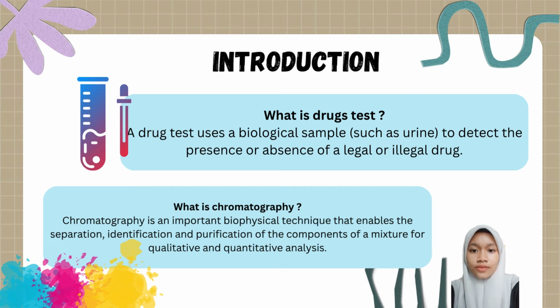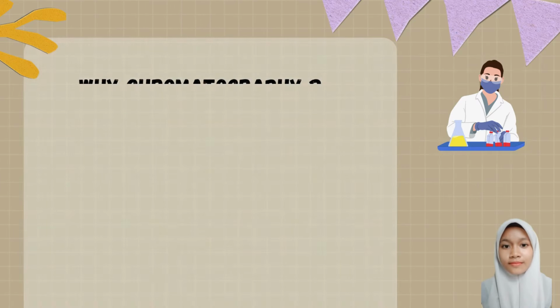Next, chromatography. Chromatography is an important biophysical technique that enables the separation, identification, and purification of the components of a mixture for qualitative and quantitative analysis, which means it helps us find out what is in a sample and how much of it is in there. These concepts are crucial for understanding how drug tests work and how accurate results are obtained.